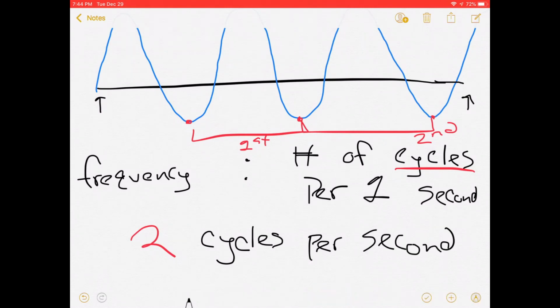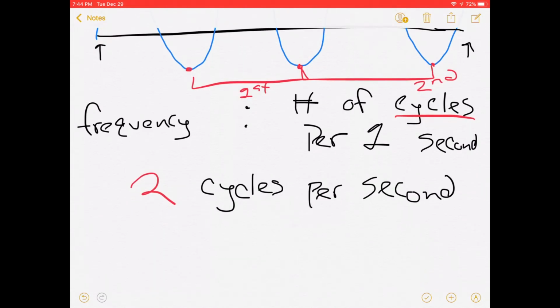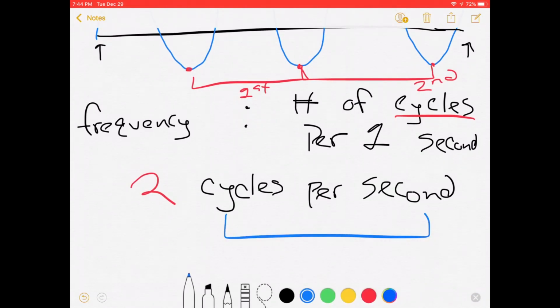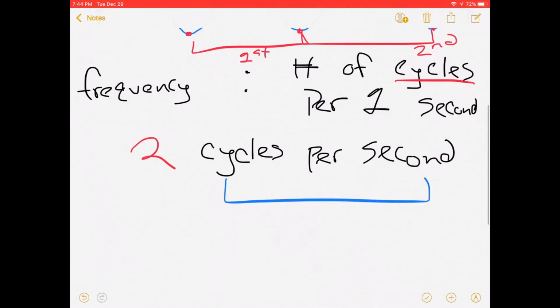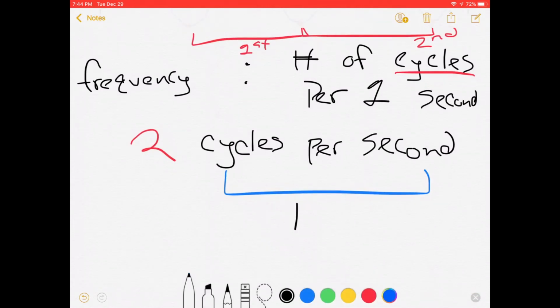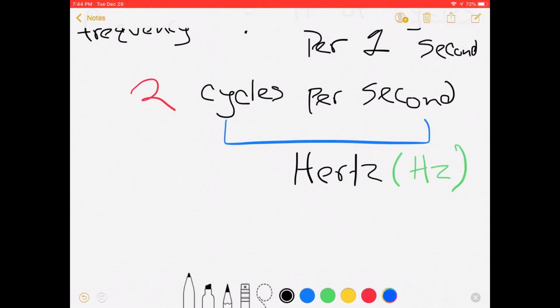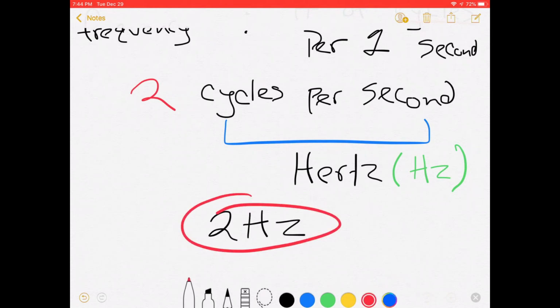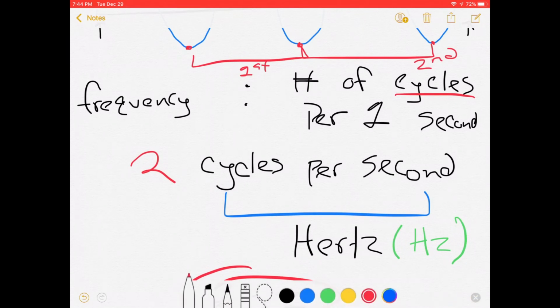Now, instead of saying cycles per second all the time, scientists created a unit that represents this term. The unit is called the hertz, and it's abbreviated using the term Hz. So if I had to rewrite this whole thing, I would say that this wave has a frequency of 2 hertz, and that would be my answer. Frequency is also often commonly stated using the term V.